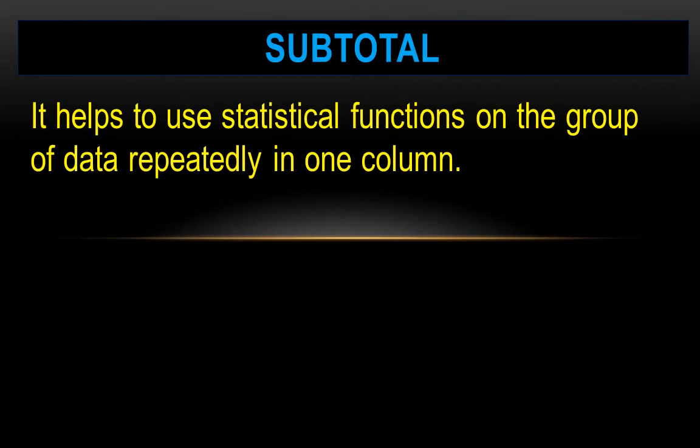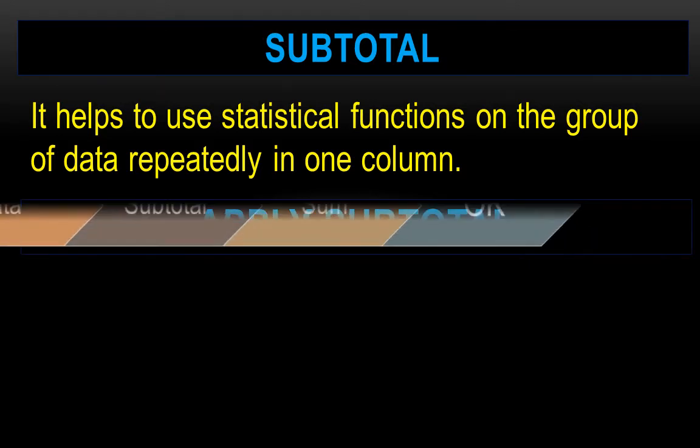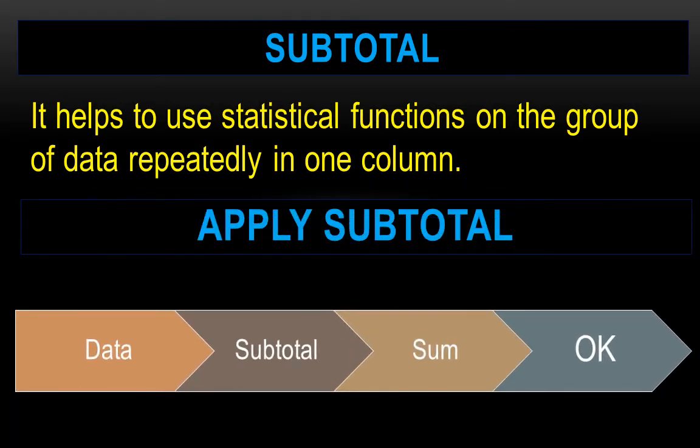Then next is subtotal. The subtotal feature in Excel helps to use statistical function on the group of data repeatedly in one column. Statistical function means sum, average, count, mean, maximum and product. This helps to manage, analyze and extract specific information from the data. To use this subtotal, you have to follow the given step.